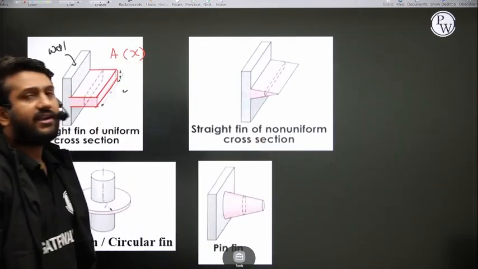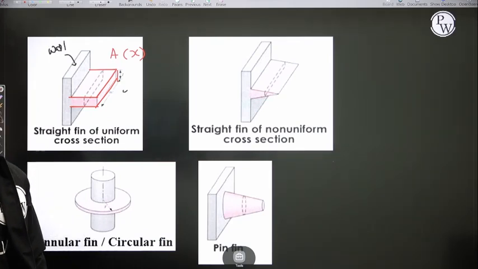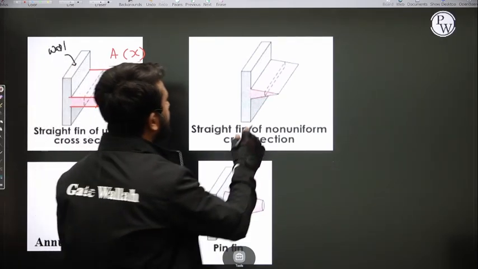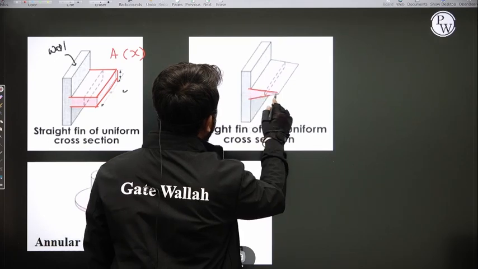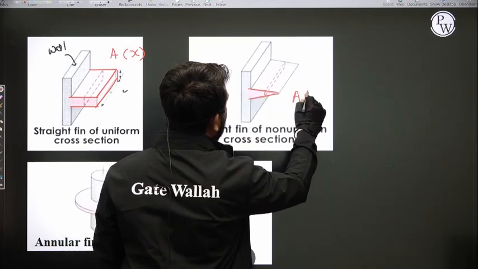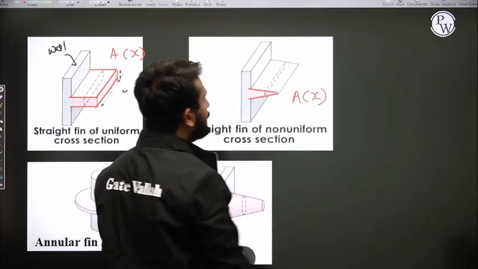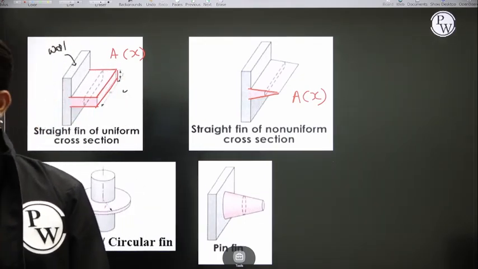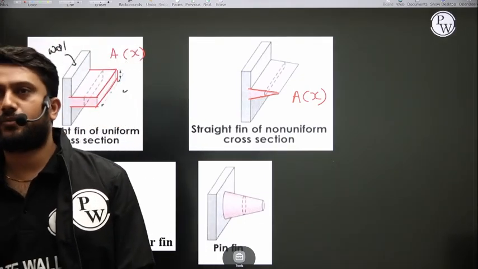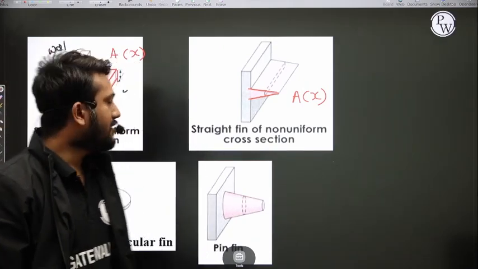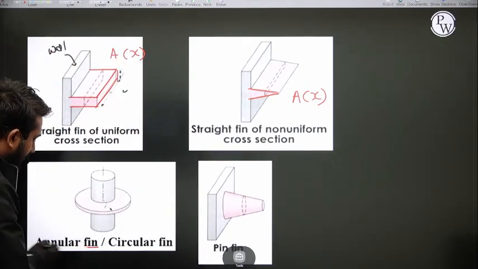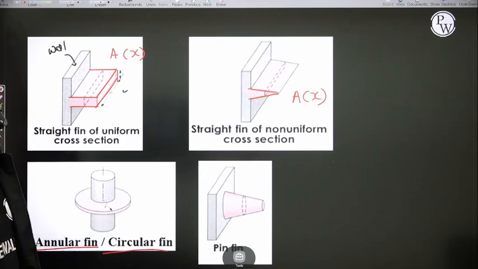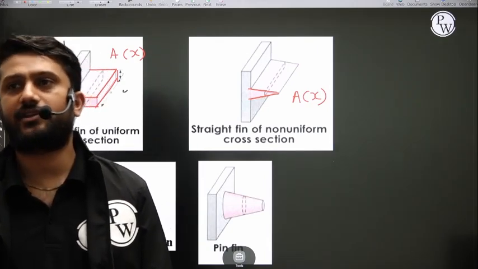Now see the second one. This is a straight fin of non-uniform cross section. Non-uniform cross section, so area is changing with respect to x here. Now see the third. This is the annular fin, or you can say circular fin.